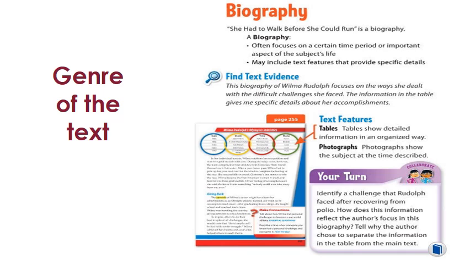We covered a biography text. Biography is when you are writing a text that often focuses on a certain time period or important aspect of the subject's life. So you choose a certain personality or person and you talk about his life, maybe in a certain period of time or during all his life. It also includes text features that provide specific details. So the biography includes facts and real information about the personality that you chose to talk about.